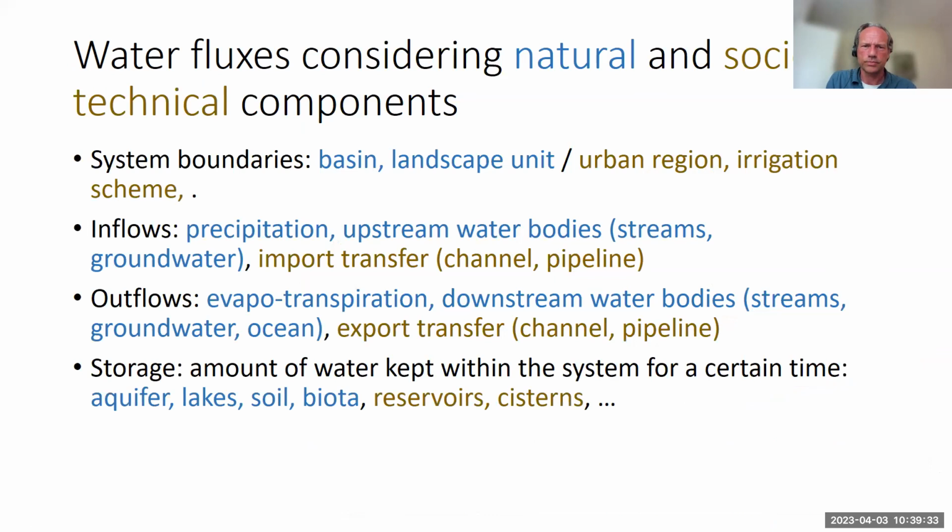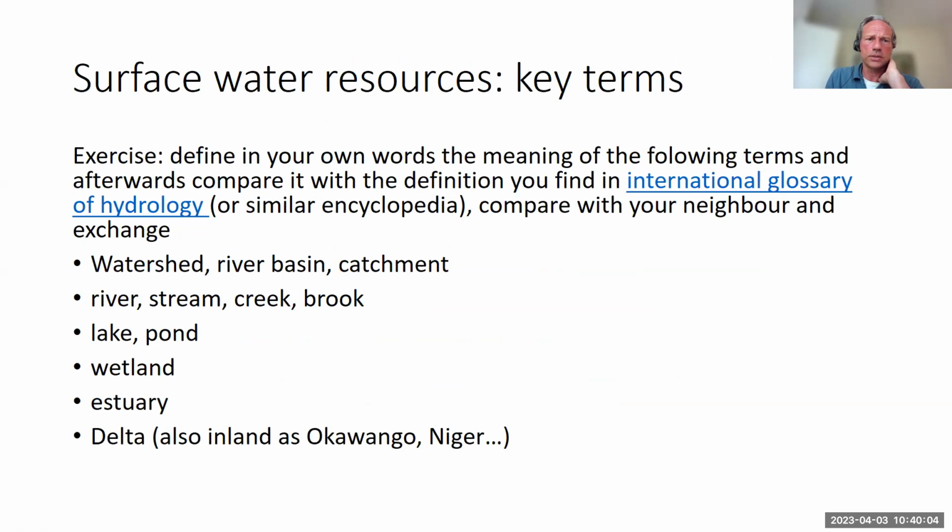Other terms that are important, as I mentioned already, are then the system boundaries. So we are typically looking at natural systems, perhaps also more the human impacted systems here, and its components, the boundaries, the inflow, the outflow, and the storage. So these are the major parts of water fluxes in our systems. We also may look at some key terms. Again, I have here put a link to the International Glossary of Hydrology to understand more.